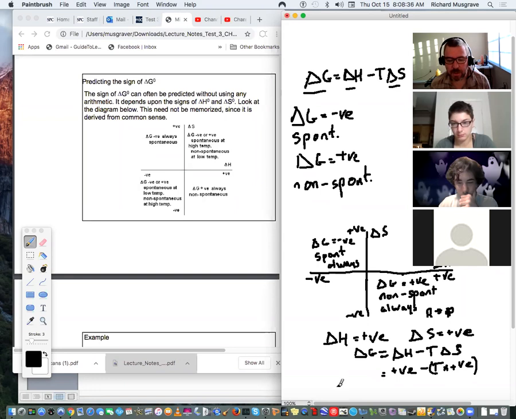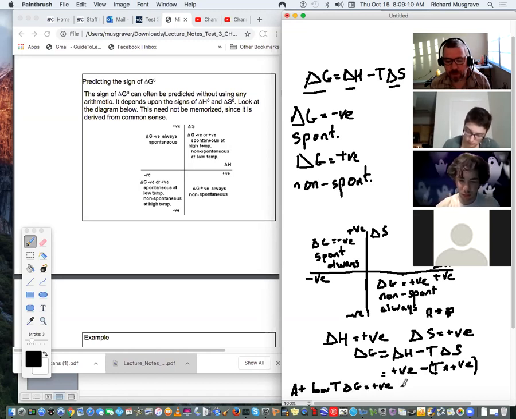So what I can say is that at low temperature, and if you wanted to, you could just say, well, what would a low temperature be? Let's say 0, even though you could never have 0 because it'd be Kelvin, but let's say it was 0. You could certainly see that if T was 0, this whole thing here would be 0. So it'd be positive value minus 0. So you know that what you'd get would be a positive value. So at low temperature, delta G is going to be positive, and it will be non-spontaneous.